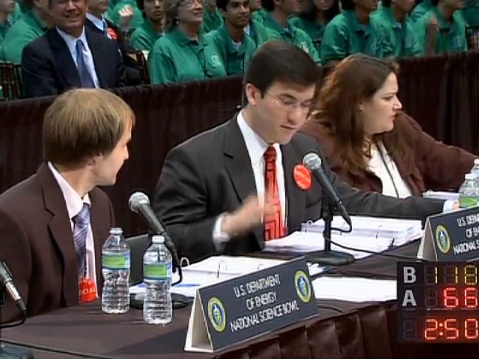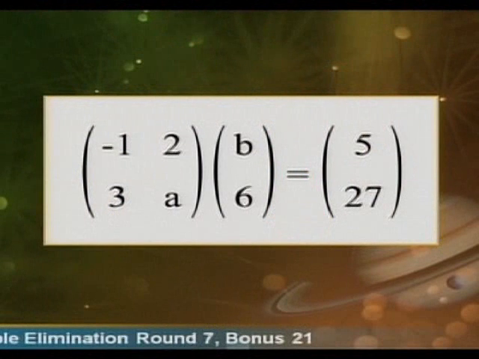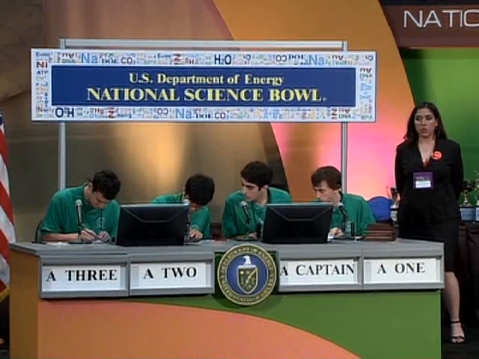Okay, so visual bonus. Continue. All right, visual bonus for team A in math, short answer. In the given matrix equation, what are the values of A and B respectively? B equals what? B equals 7.